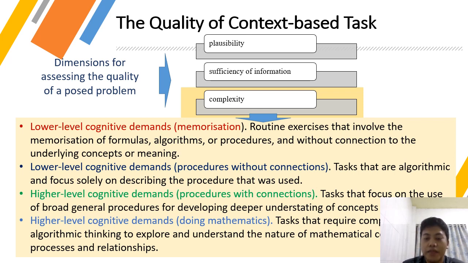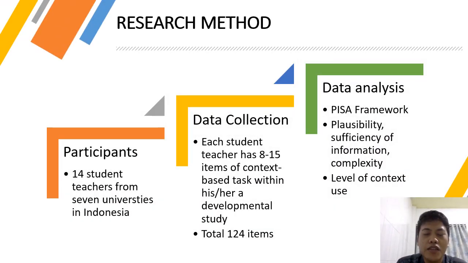So for the research methods, we involved 14 student teachers from 7 universities in Indonesia, each of whom submitted from 8 to 15 items of the context-based tasks within their developmental study. So we have a total of 124 items. To analyze, we use the PISA framework, and the plausibility, sufficiency of information, complexity, and also level of use of context.